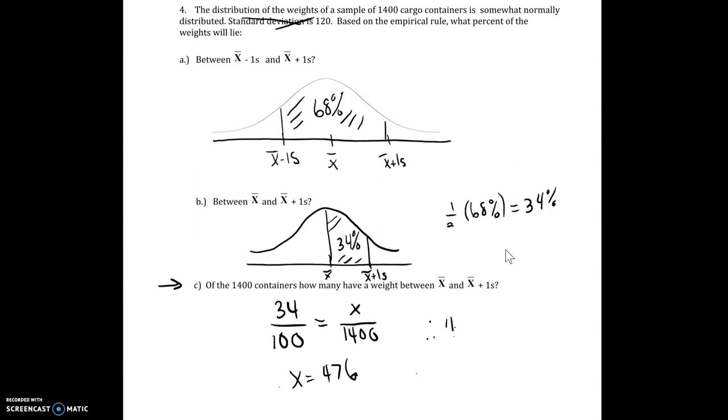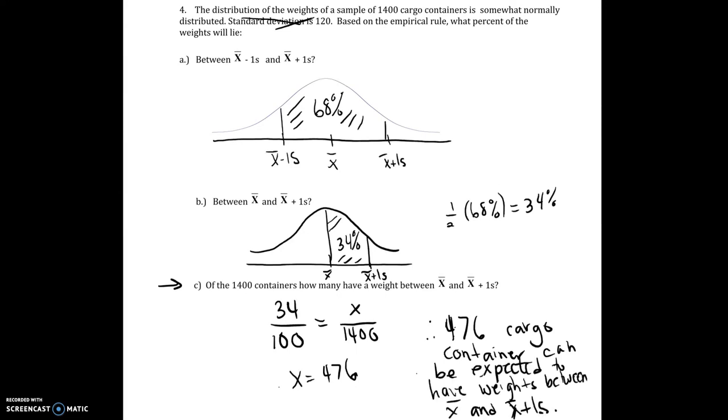Therefore, 476 cargo containers can be expected to have weights between the mean and the mean plus one standard deviation.